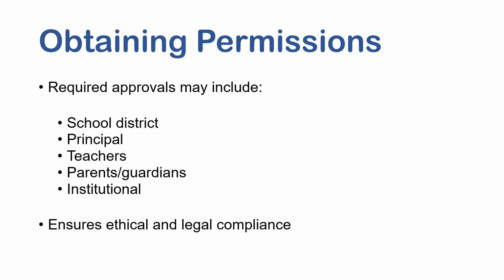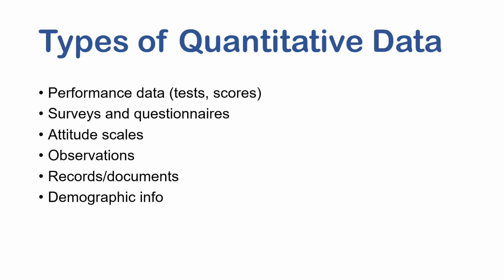Second is obtaining permissions. Before we collect data, we must secure proper permissions. This includes school district administrators, principals, teachers, parents, especially when minors are involved, and the Institutional Review Board, or IRB. These permissions ensure that the study follows ethical rules, respects the rights of participants, and does not disrupt school or organizational activities.